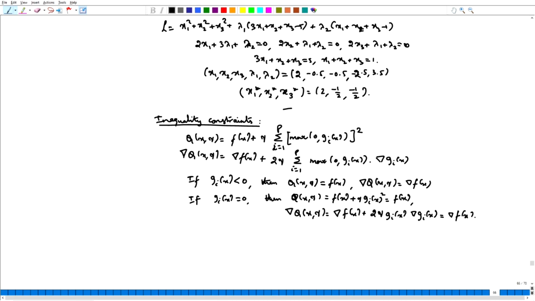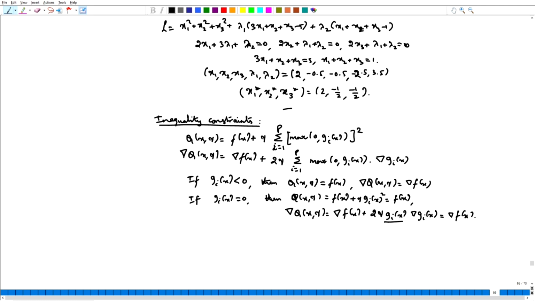So, the reason del q is well defined is that the issue will occur only when gi of x is equal to 0, and in that case this term turns out to be 0. So, that is the reason the expression for q of x comma gamma is actually differentiable. There is no issue with the differentiability of q. But unfortunately it is not twice differentiable. Why is that the case?